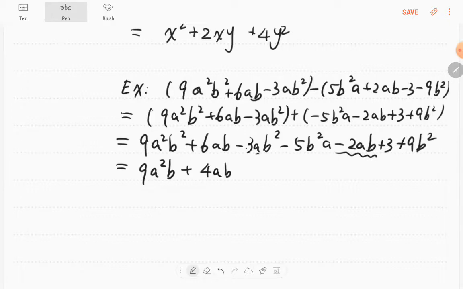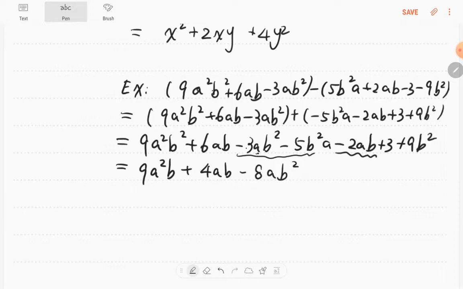Now we focus on the third term, negative 3AB squared. Do we have AB squared? You will find we have this one, but this one is written as b squared a, but actually b squared a is just the same thing as the ab squared. So we could combine these two. We will get negative ab squared.